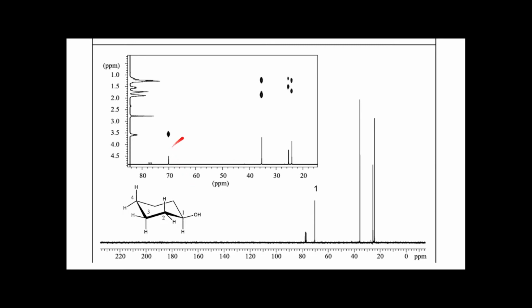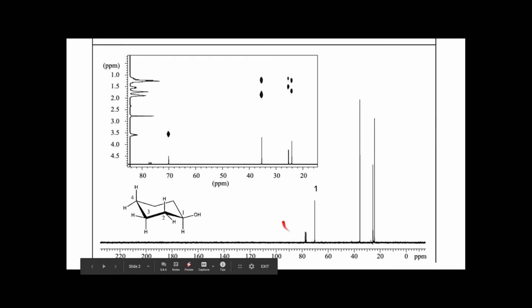And you'll do this for the other carbons. And don't forget to label CdCl3, your solvent. It's a triplet at around 79.